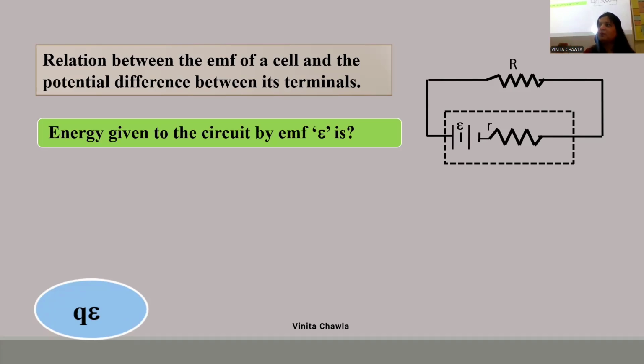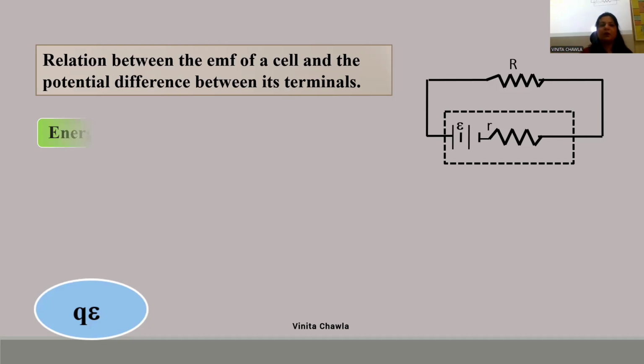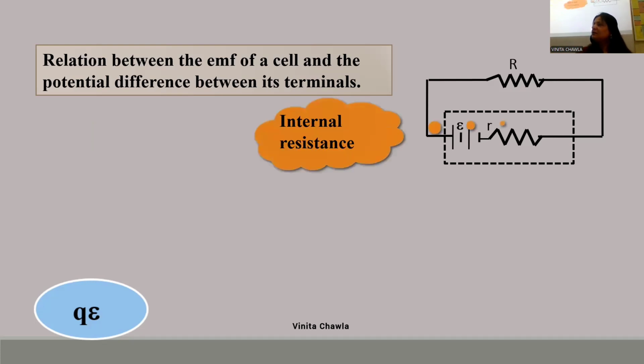Are you getting what I'm saying? EMF is W by Q, and we are multiplying this by Q. Then we get W, and W is equivalent to energy. So this energy can be written as Q into E, where E is the EMF of the cell. Okay. And small r is the internal resistance of the cell.